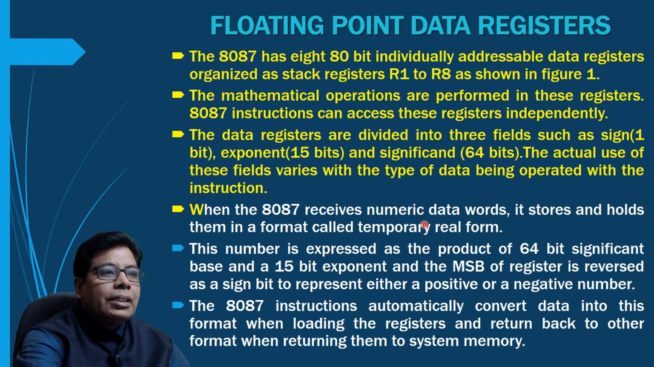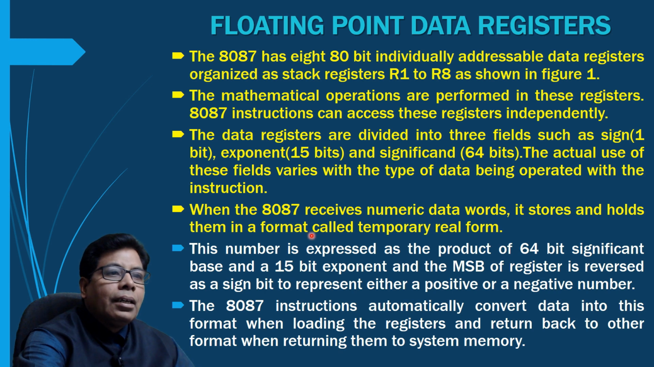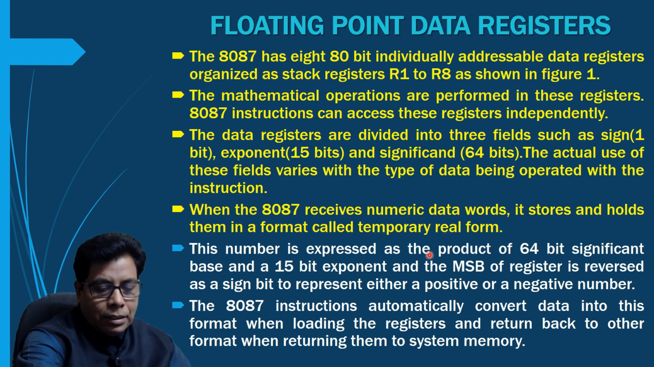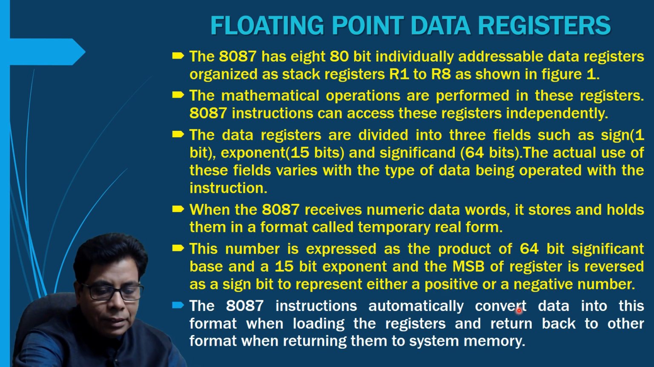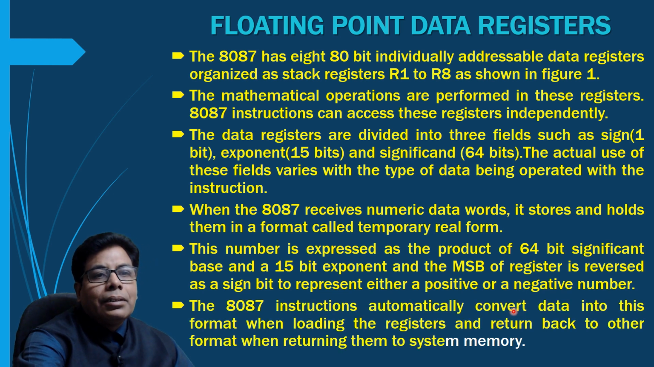So when 8087 receives numeric data words, it stores and holds them in a format called temporary real form. This is expressed as a product of a 64-bit significand, then a 15-bit exponent, and the MSB, that is the sign bit, to represent either a positive or a negative number. Then the instructions automatically convert data into this format when loading the register and convert back to the other format when returning to the system memory. This we'll see when we actually take the examples for the instructions.